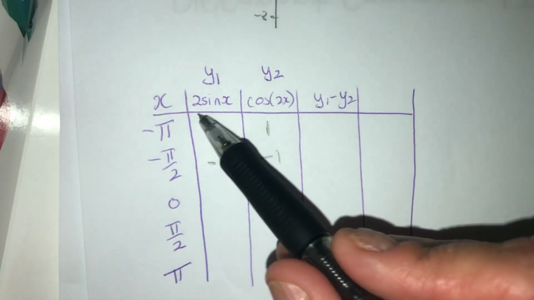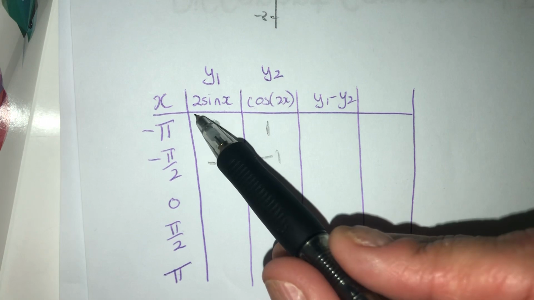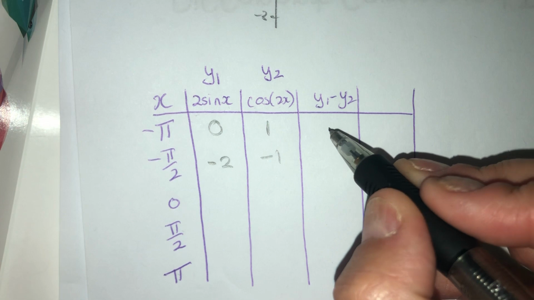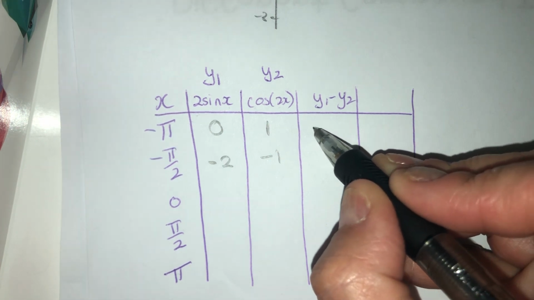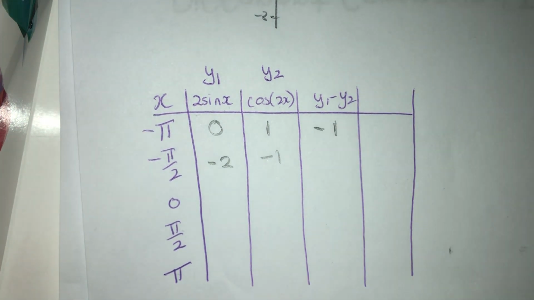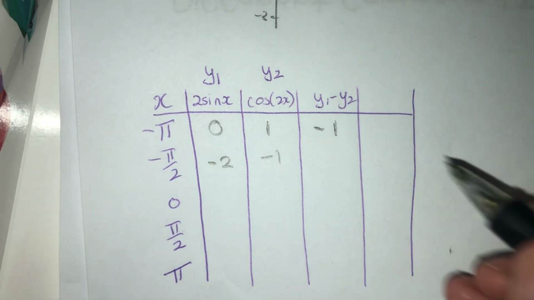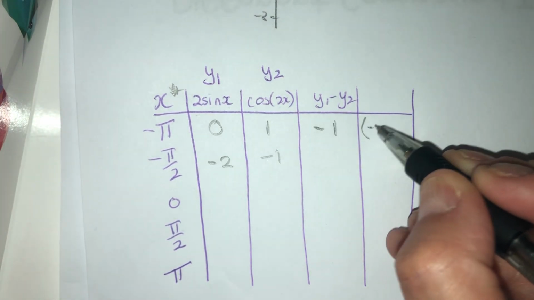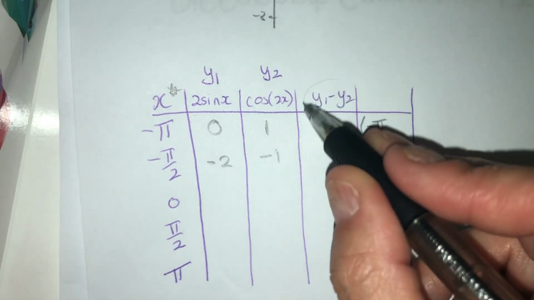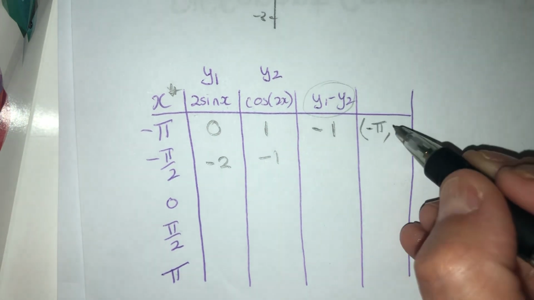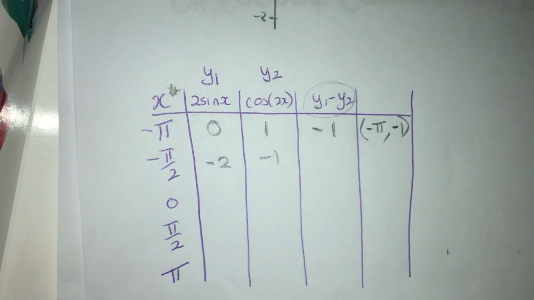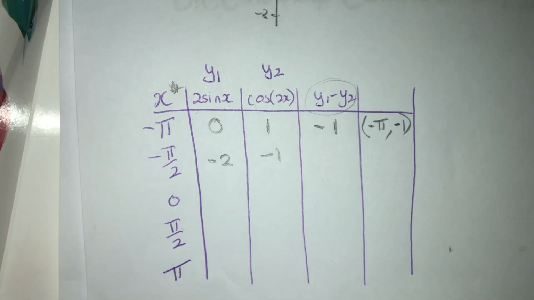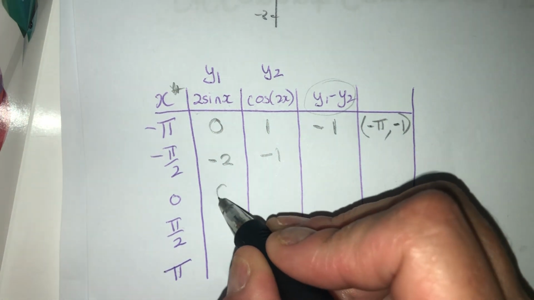So the equation is 2 sine x, or the function I should say, 2 sine x subtract cos of 2x. So our y1 minus y2 is going to be negative 1. And then from that we get a coordinate. So the coordinate comes from x, which is negative pi, and our y1 minus y2, which is negative 1. And there you have one coordinate which you are going to plot. Can you please fill out the rest of that table and then come back and see if you agree with me.